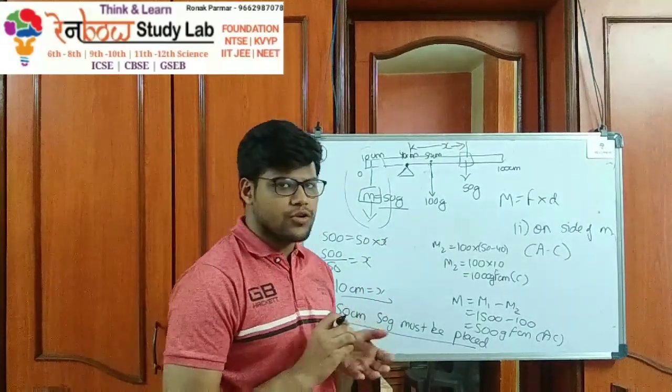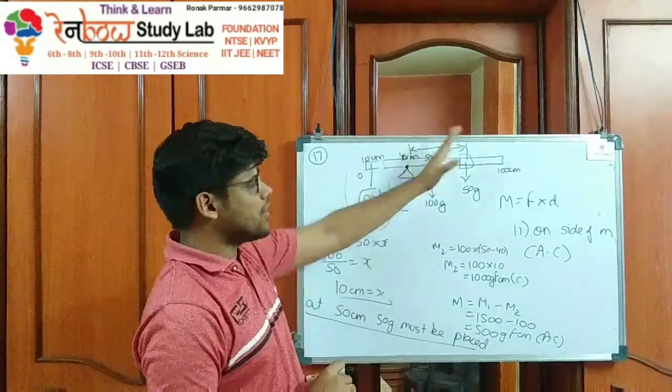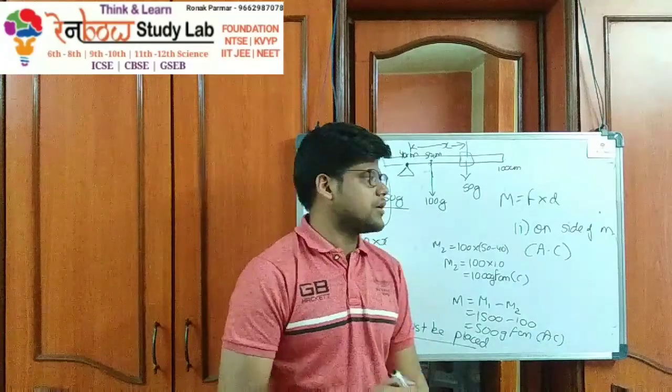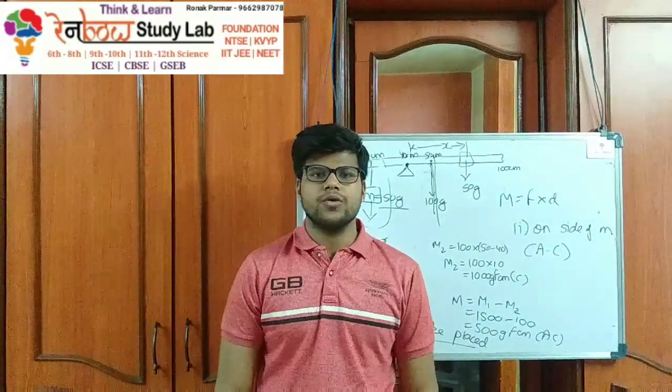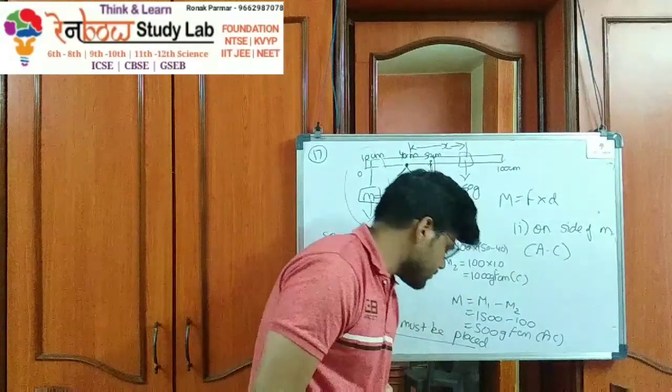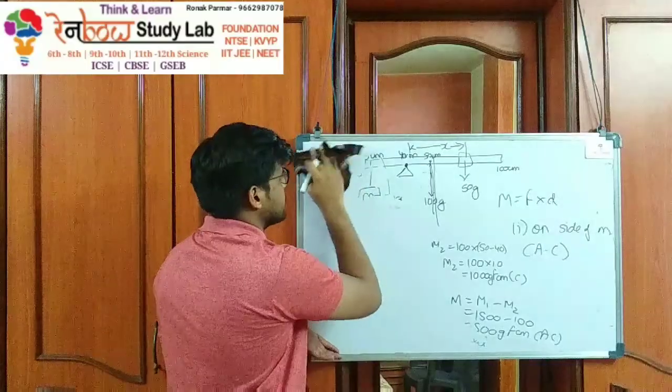So your answer is 10 centimeter. Don't write just 10 centimeter as your final answer; write 10 centimeter from the pivot point on the right side. So it will be the 50 centimeter mark. So at the middle point here, you should apply 50 gram. Okay, this was the 17th question. We'll move to the 18th question now, the last question of the exercise.